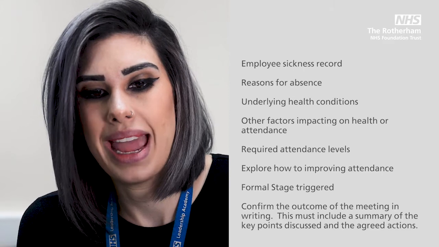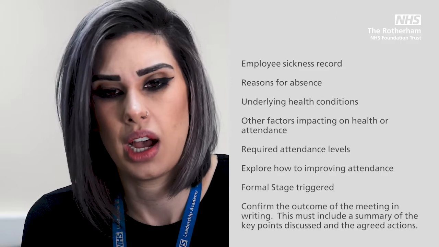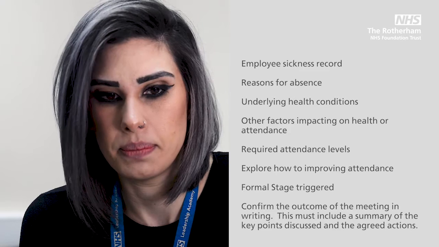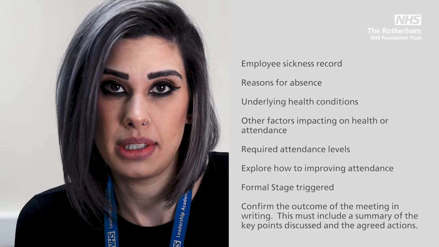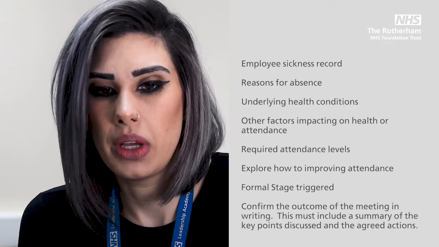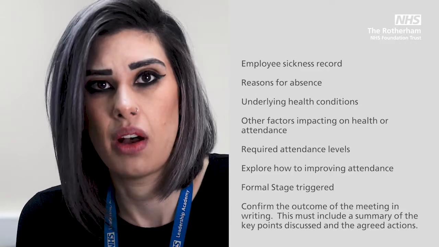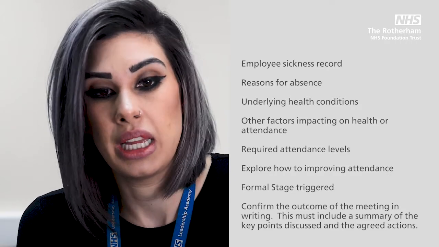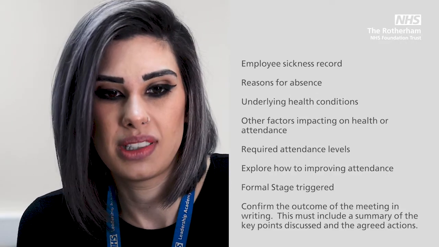Consider whether there are any factors impacting on their health or any other factors, such as things outside of work, or they may have domestic problems, or they might have other employment that might be impacting on their attendance at TRFT. Remind the employee of the required level of absence. Explore ways of improving their attendance to achieve the required standards. So that includes discussing support and any adjustments.